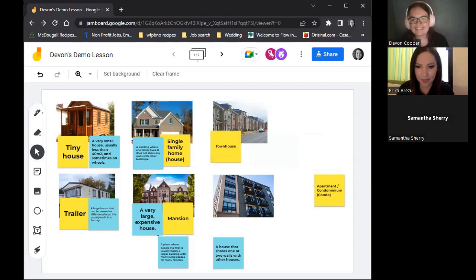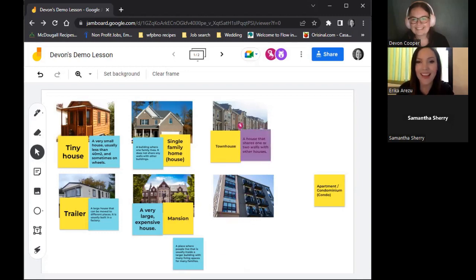And this has to be the one that shares one or two walls. No? No, wait. Many families. See, it's confusing. That's why I left it to you. A house that shares one or two walls with other houses. Yes.